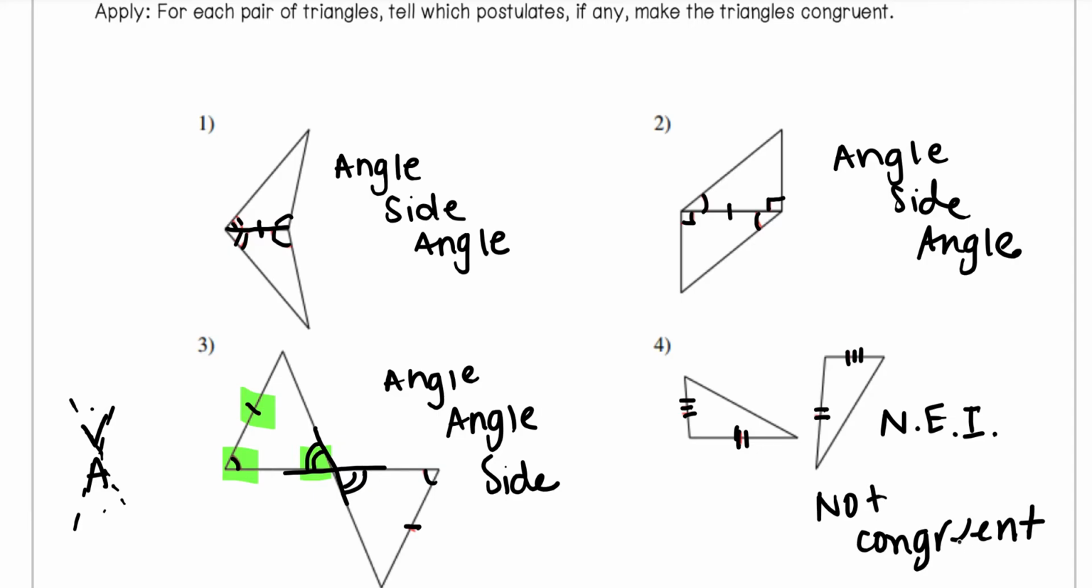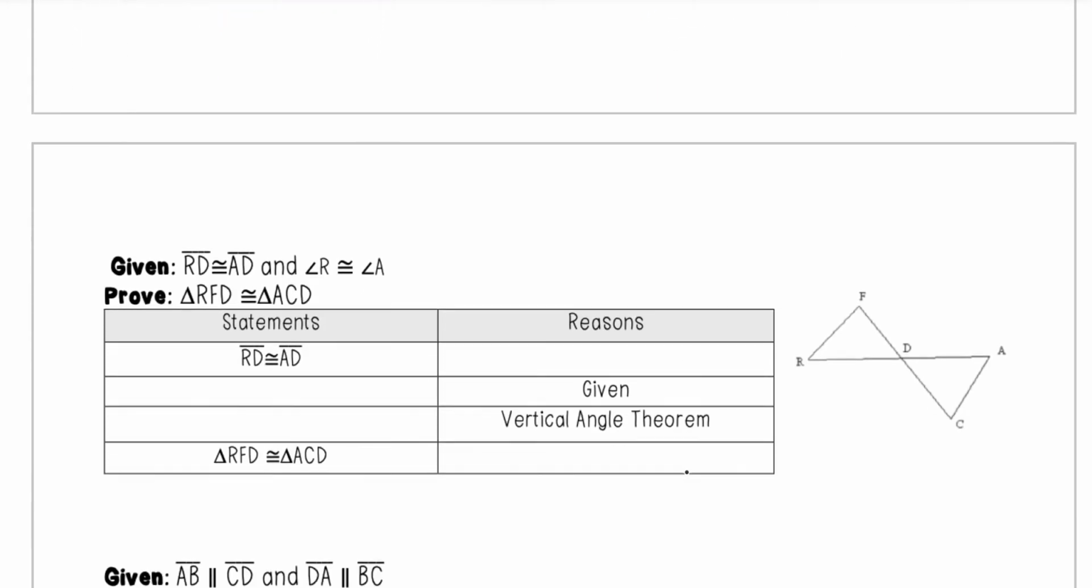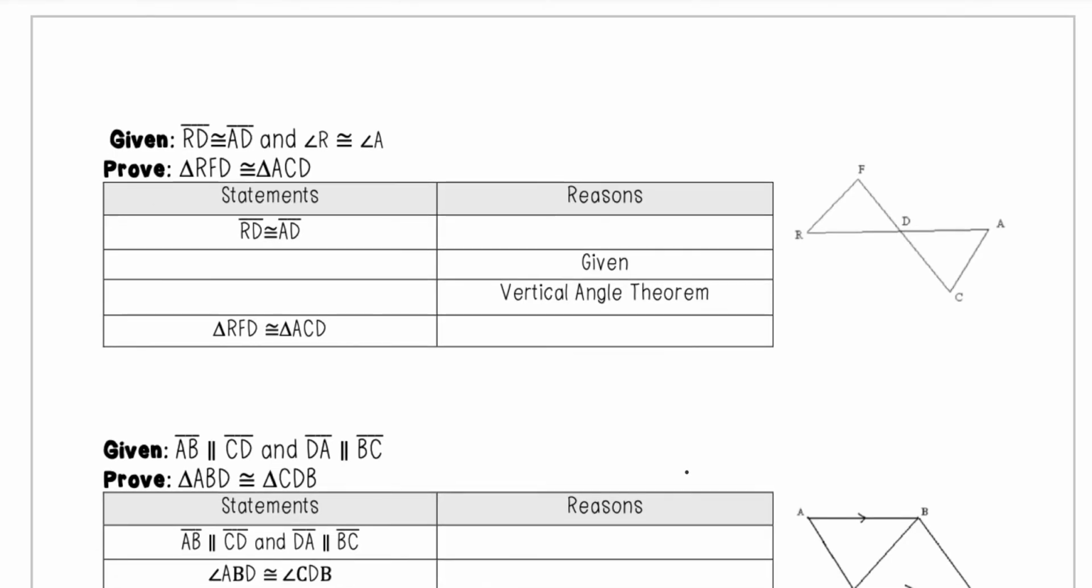If you were given a little bit more information, you might be able to come up with a reason of why they're congruent, but in this given diagram, we don't know enough. So we're going to use these new theorems to help us do some proofs here.